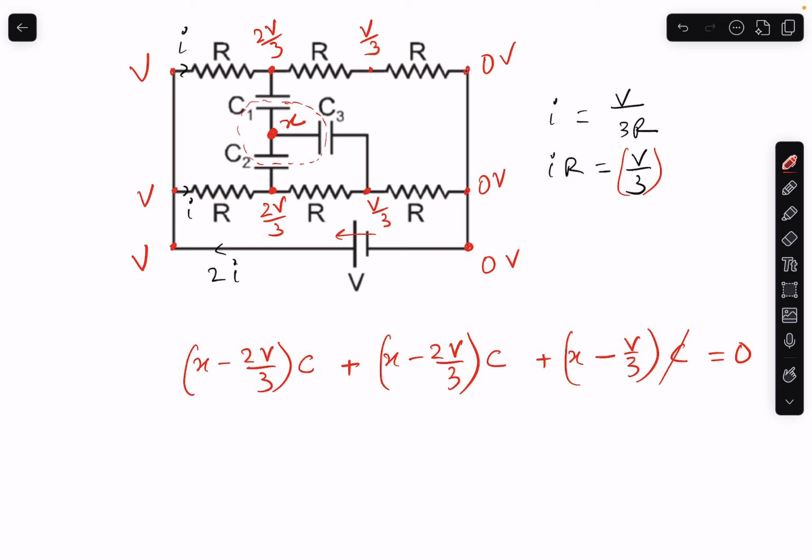So we can easily cancel C, and there will be 3X, and 2V by 3, 2V by 3 and V by 3 will make 5V by 3. So 5V by 3 on the right hand side, and from here we get the value of X, that is the potential of the node. This will be 5 upon 9 V volts.